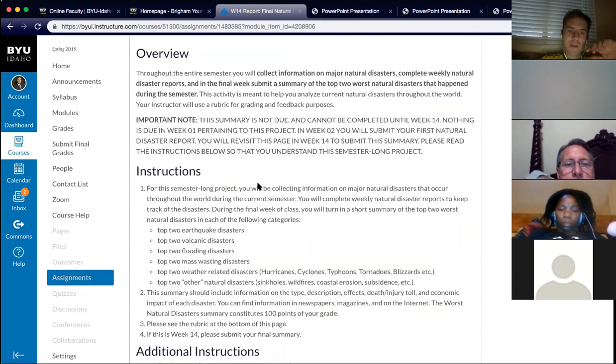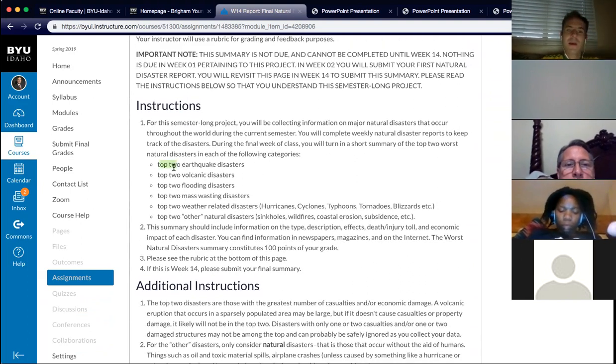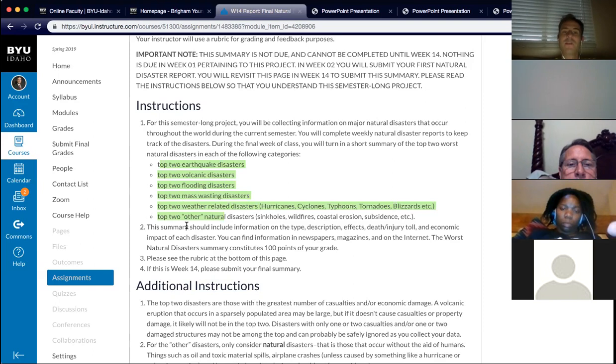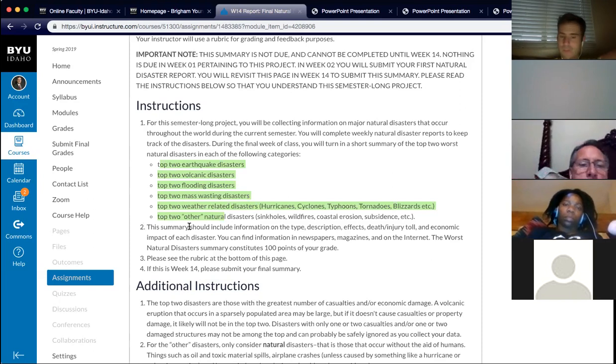And again, the other thing I want to note here is you're doing multiples. So you're doing 2 earthquakes, 2 volcanoes, 2 flooding, 2 mass wasting, 2 weather related. So that's like hurricanes, cyclones, tornadoes, things like that. And then 2 others. The others can be wildfires, coastal erosion, and we'll have a week on that, I think it's week 13, where you guys will have mini case studies where you choose and do a small presentation on wildfire or something of your choice like that.